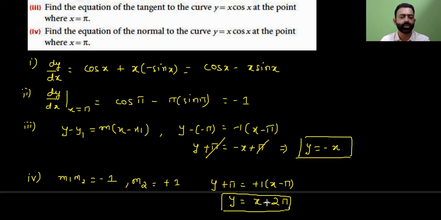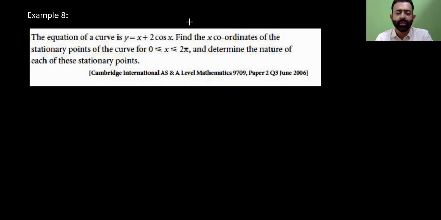Okay, very simple. Next question is, the equation of a curve is y equal to x plus 2 cos x. Find the x coordinate of the stationary points of the curve between 0 to 2 pi. Some angles will be given to you, or you have to find out some angles, and then we have to determine the nature of these stationary points, right? So let us analyze the course of action that we need to follow in this.